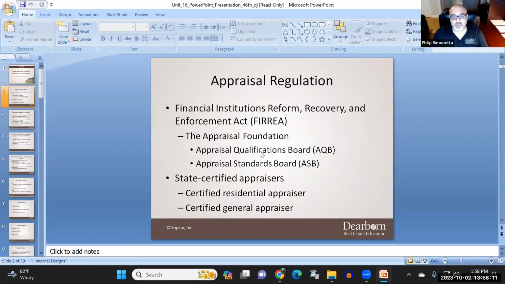So appraisal regulation, obviously they're regulated by somebody, right? The Financial Institutions Reform, Recovery, and Enforcement Act is the act that handles appraisal regulations. There's the Appraisal Foundation, which has the Appraiser Qualifications Board and the Appraisal Standards Board. Then you have your state certified appraisers, who are certified residential appraisers and certified general appraisers.